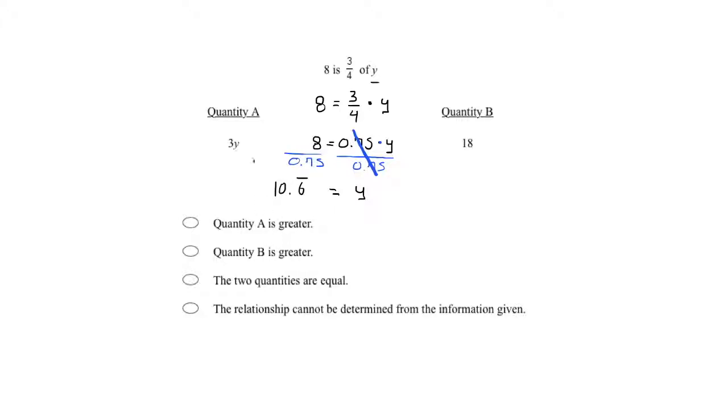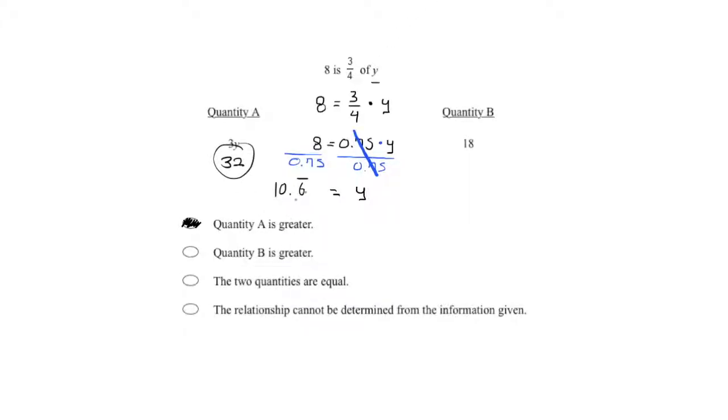10.6 repeating is y, and that means that 3y is 3 times this number, 10.6 repeating, which on my calculator turns out to be almost exactly 32. Well, that means that quantity A is greater.